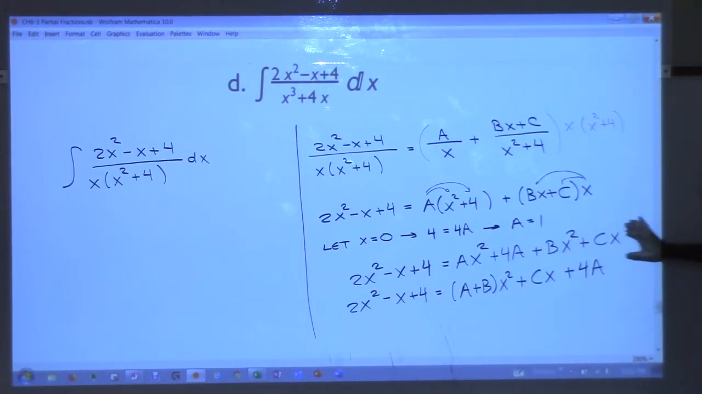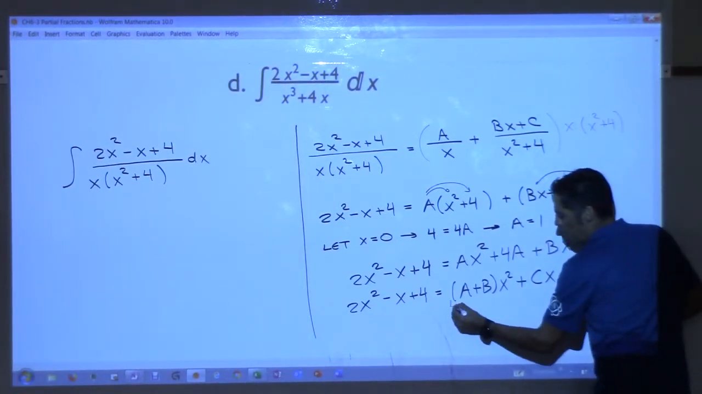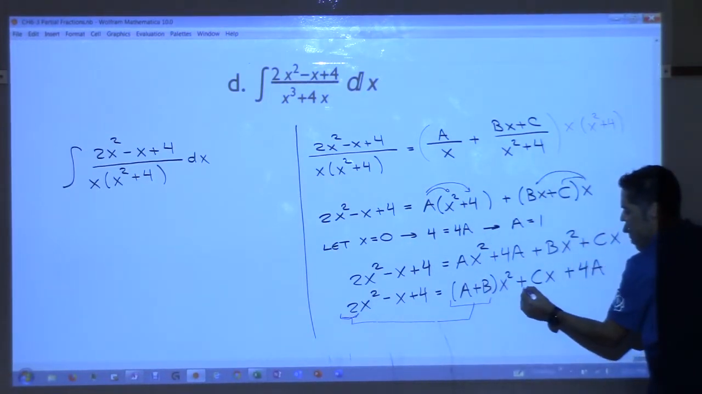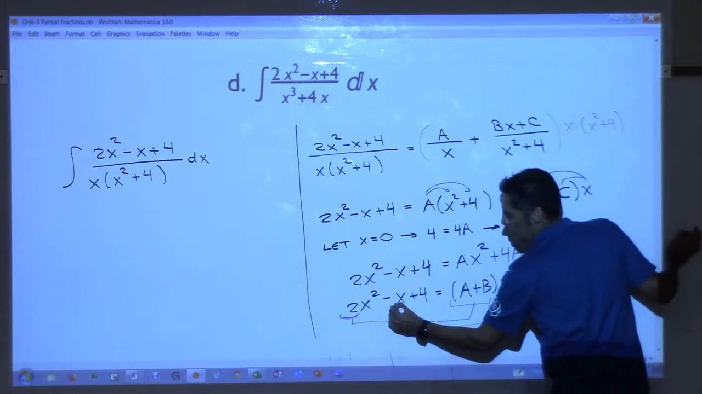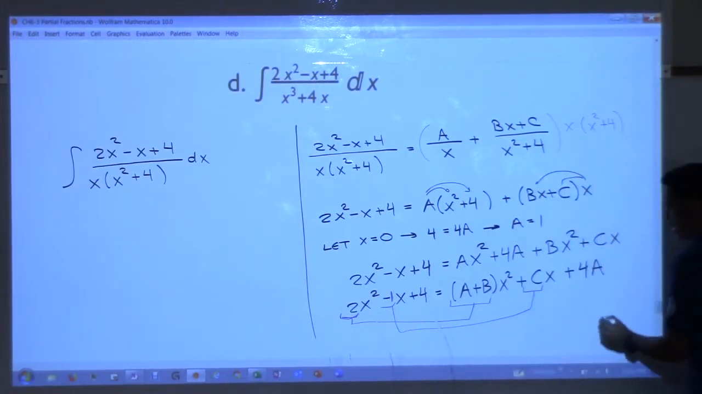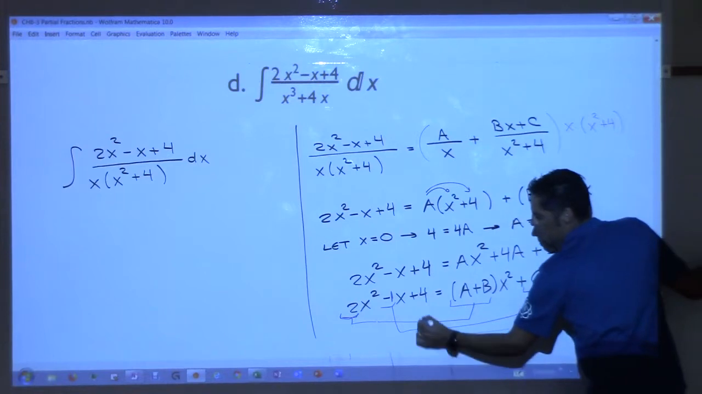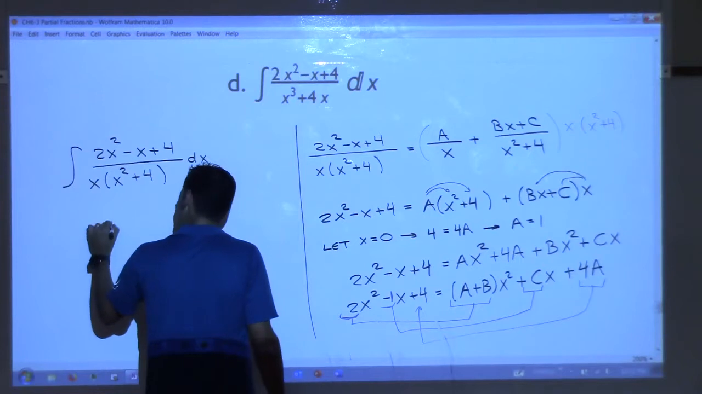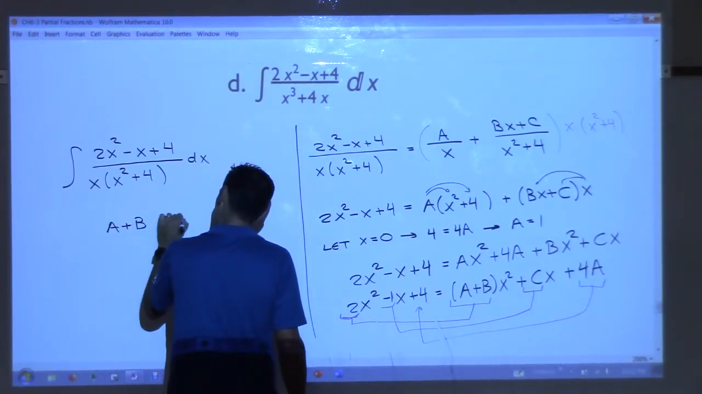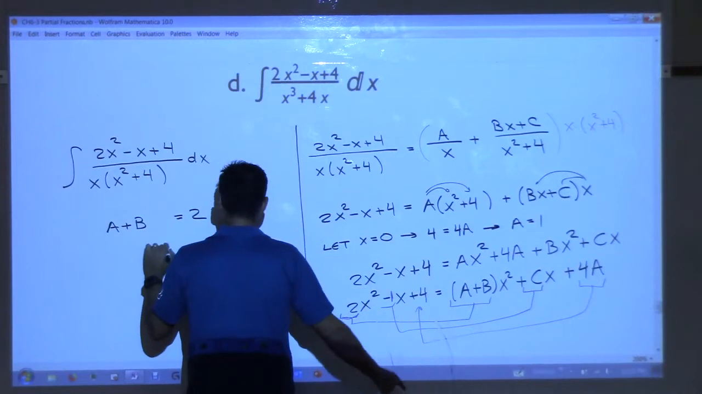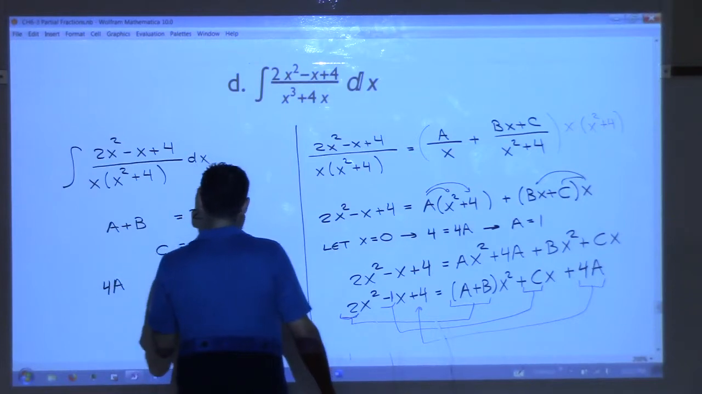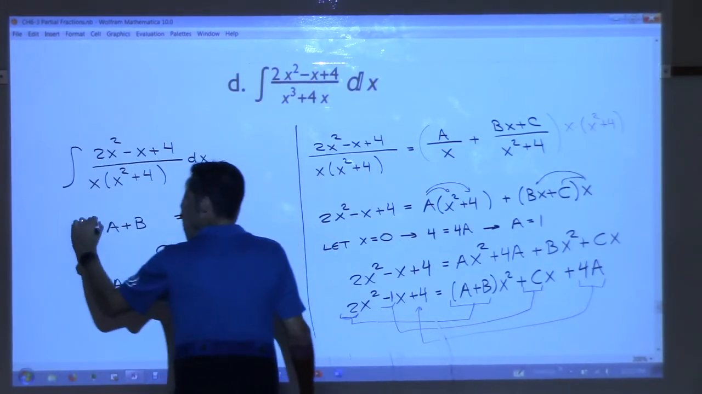That's our expansion. And now we just match the coefficients. So I know a plus b has to be 2, right? I know that c has to match the coefficient there, so it has to be negative 1. And then I know 4a has to be 4. So I'm just going to write the system down here. a plus b must be 2, c must be negative 1, and 4a must equal 4. And that's my system of equations.